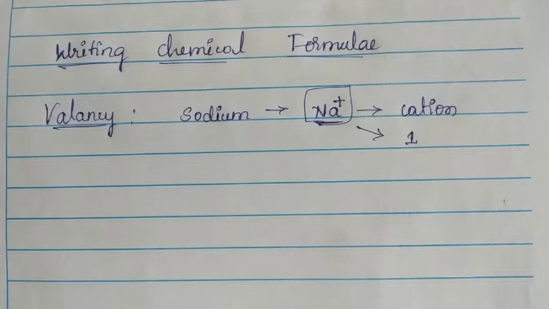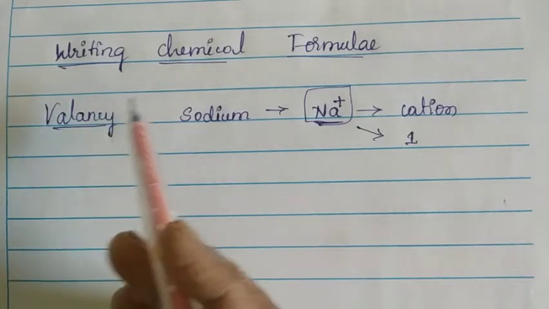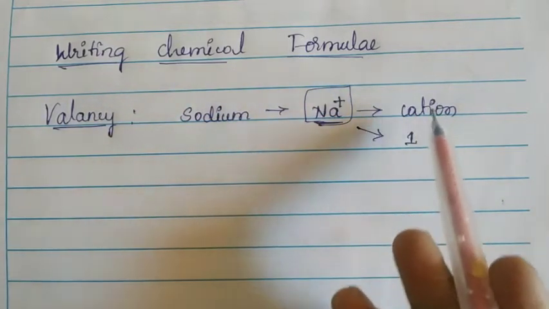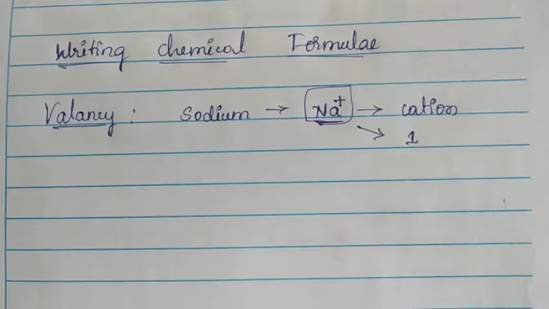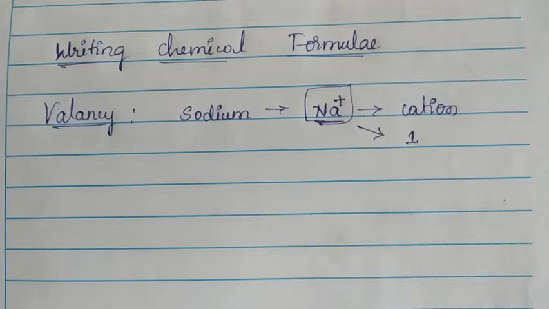Yes children, now come to writing a chemical formula of some compounds. Before going to writing a chemical formula of the compounds, first we shall know what we mean by valency. Children, all of you heard this word valency in your previous class, in the table having the names and symbols of some ions.